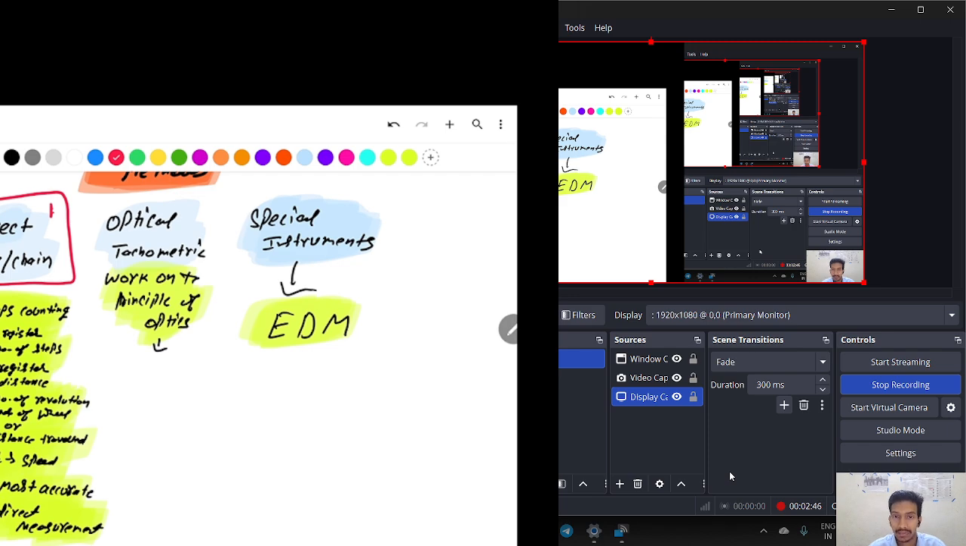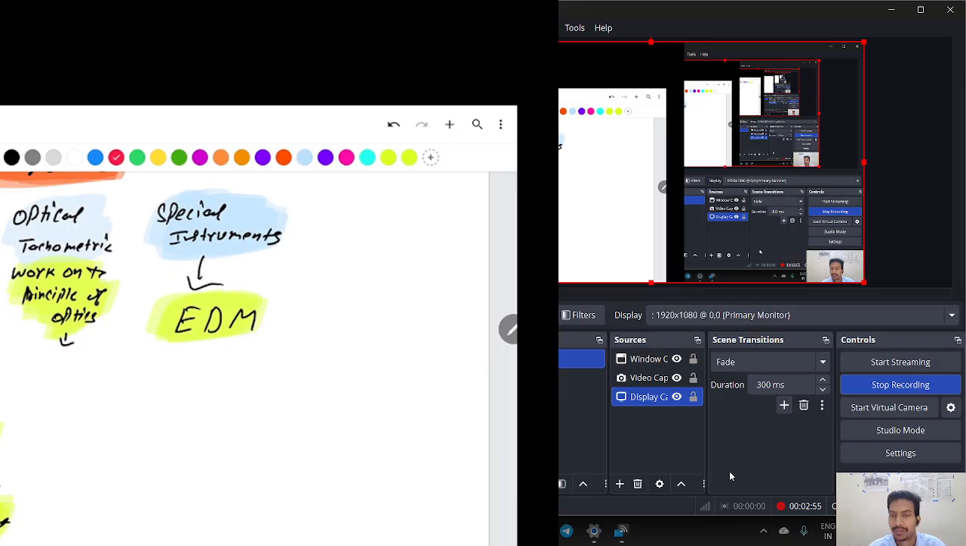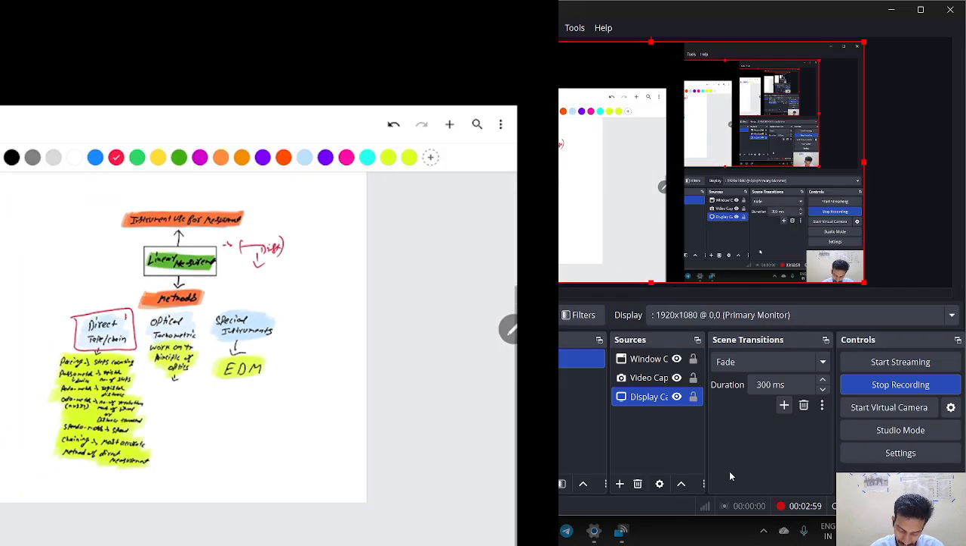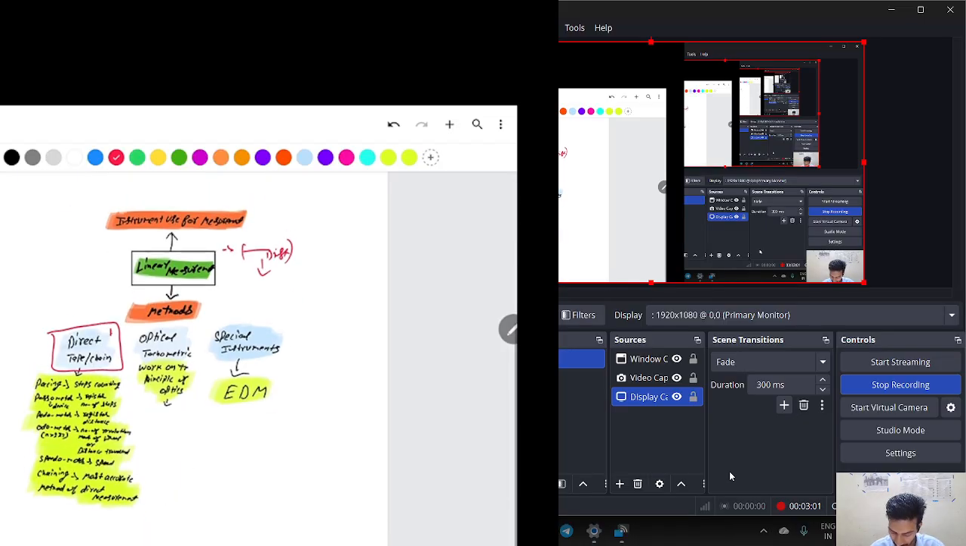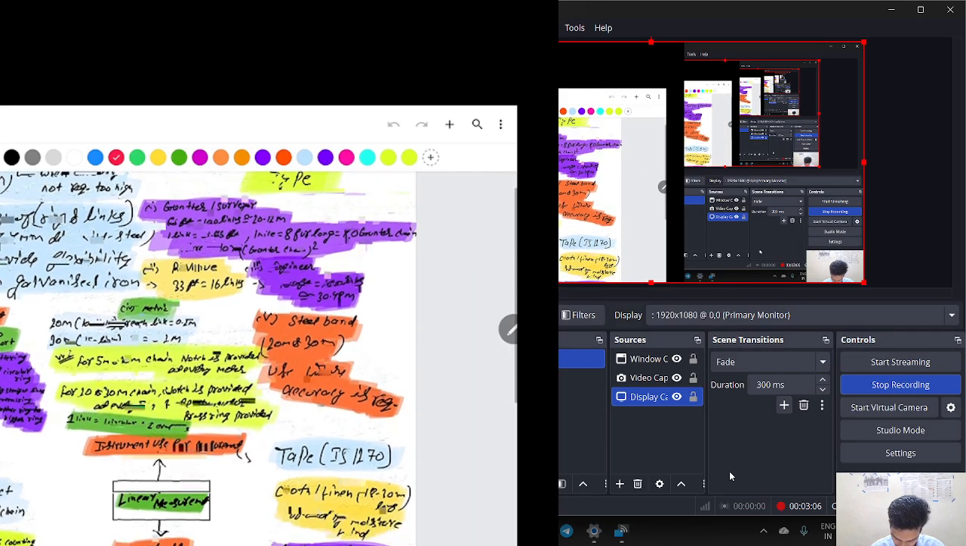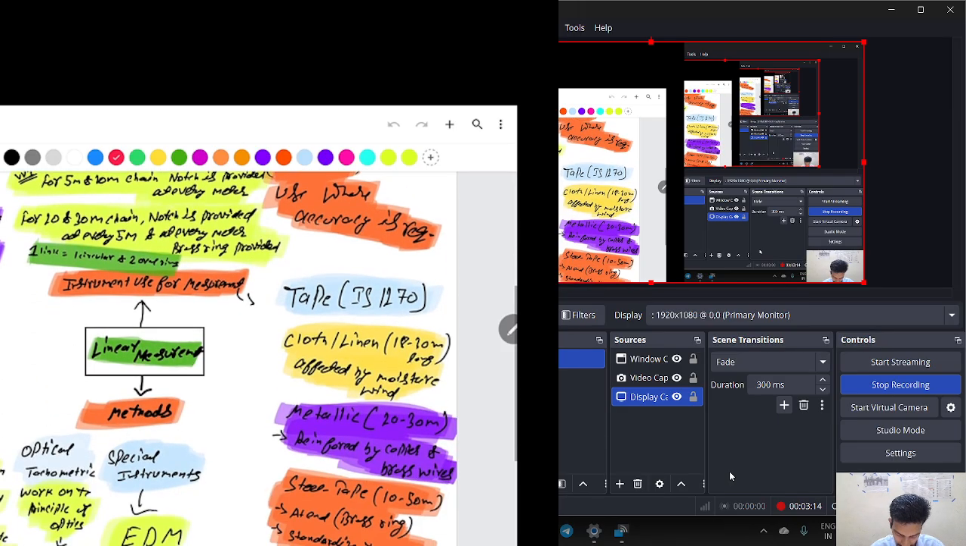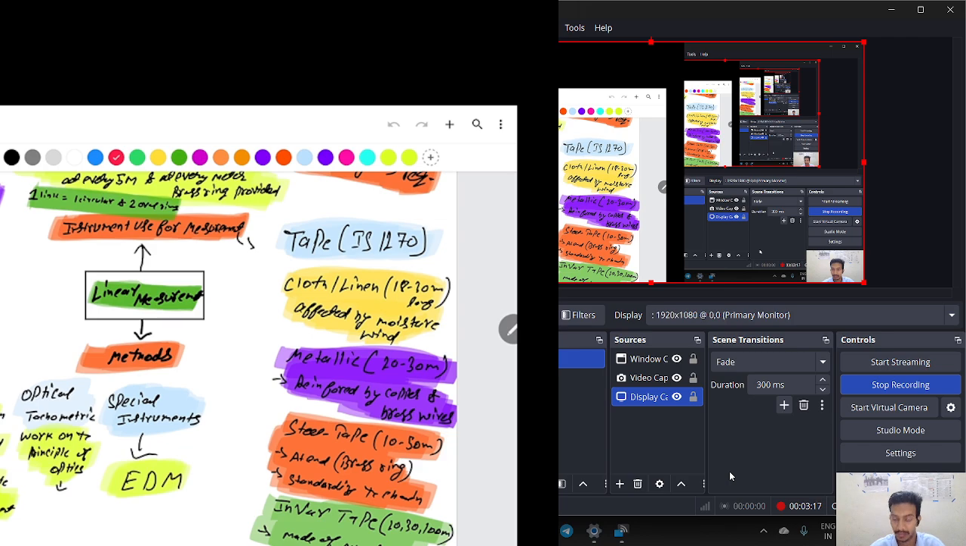Next is optical, meaning use of optics lenses, working on the principle of optics, like tacheometry. And the last is spatial instrument, electronic distance measurement. Now we will go ahead. Like here, linear measurement, the instruments used for measurement. We have discussed the direct, optical, and spatial instruments.